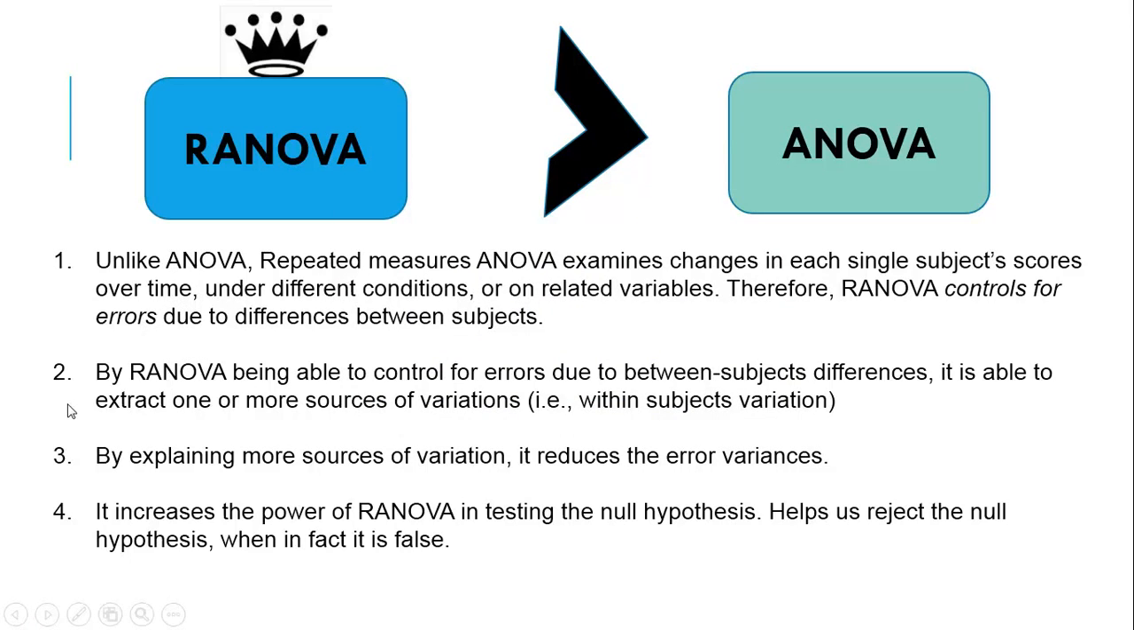By the repeated measures ANOVA being able to control for errors due to between subject differences, it is able to extract one or more sources of variation. So, for instance, within subjects variation. Number three, by explaining more sources of variation, it therefore reduces the error variances. And it leads to number four, that it increases the power of the repeated measures ANOVA in testing the null hypothesis. Therefore, we can with more certainty say that we are rejecting the null hypothesis when it is false.